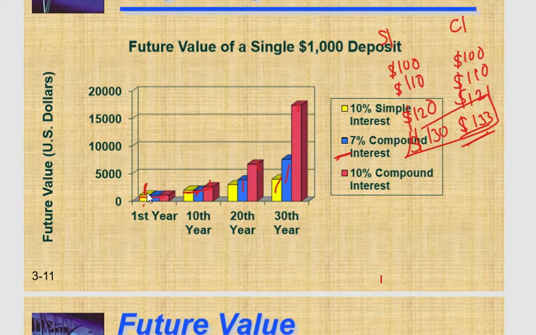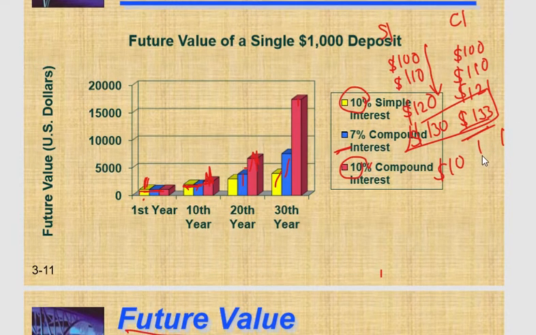Yellow color is simple 10%. Okay, everything is same in the first year, but see here, compounded increasing. So same 10% interest we are taking as per simple interest and compound interest. Simple interest every year $10 is increasing, but here first year $10 is increased, second year $11 increased, third year $12 increased. Like that it is going increasing. So you can observe this comparison of yellow color. Okay, hope you understand.